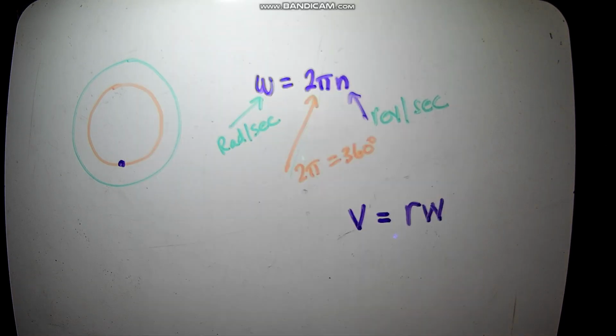We also have the formula V is equal to the radius times the angular velocity. So this means the greater the radius, the greater will be the peripheral velocity. Now the V is also known as the circumferential velocity.